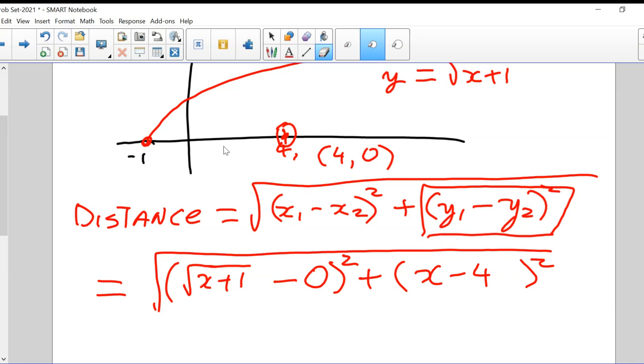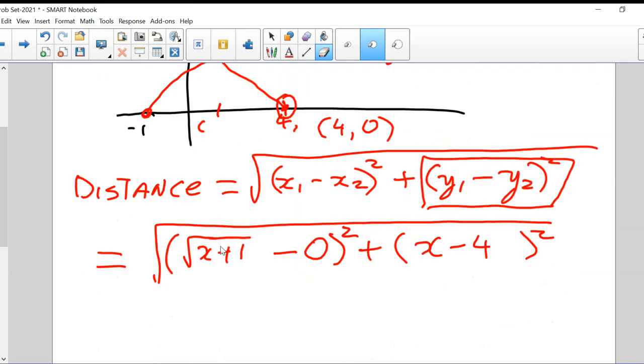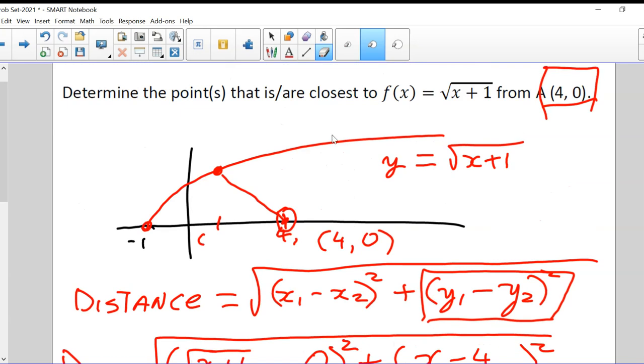So if I put in x as being, I'll just make up a number right now, if I said x was 1, let's say I want to know how far it is to get to 1. So I'm going to mark off 1 right here. When x is 1, let's say I want to go from that point to my 4, 0. Then I just put 1 into this function. This function is the distance to 4, 0 from any point along this curve.